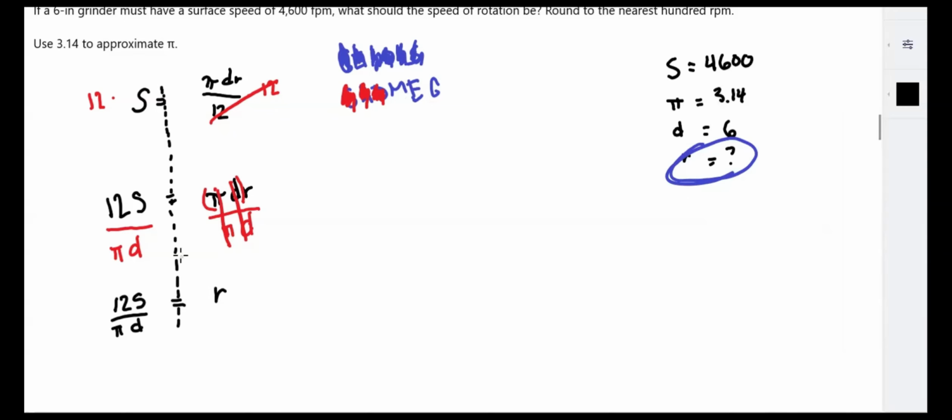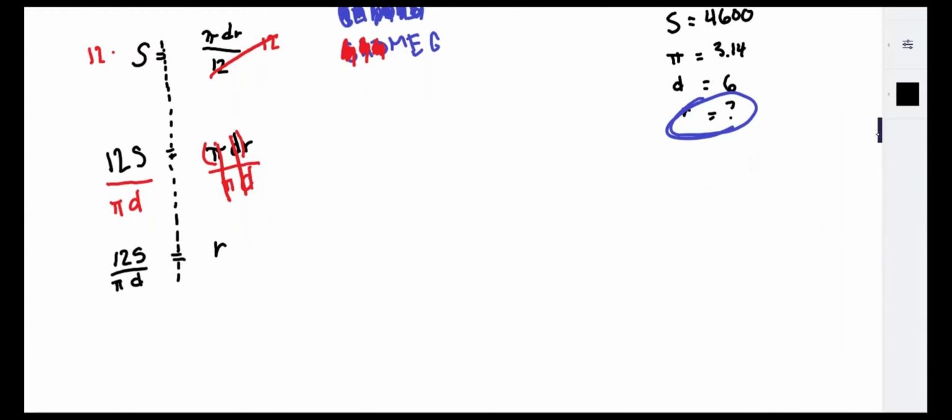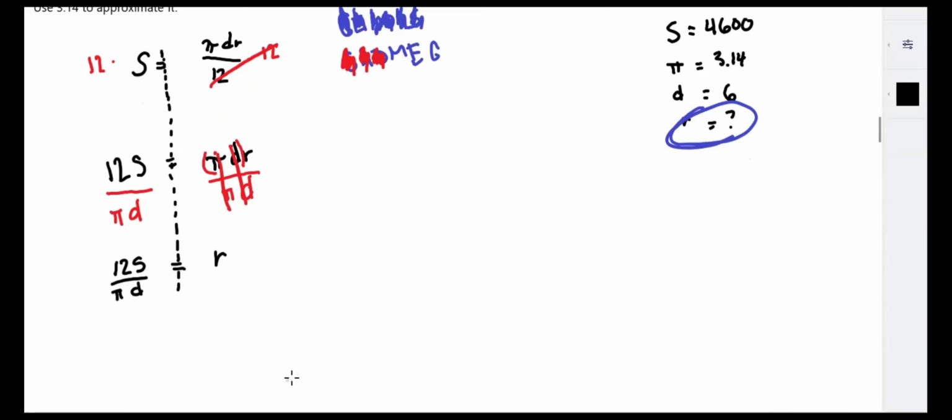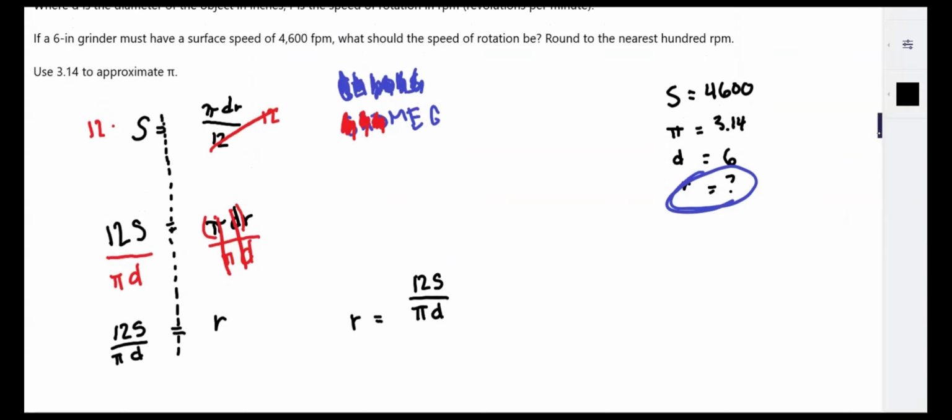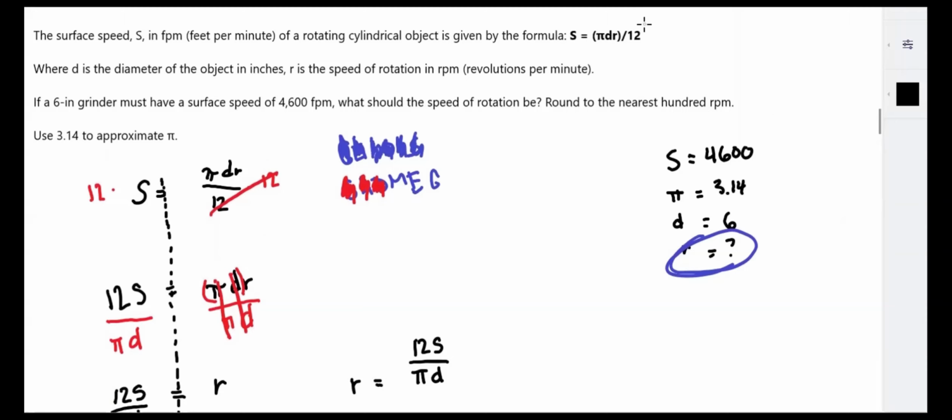R is by itself, so now I have a new equation. I'll write it right here. And I'm going to reverse it. I know that the R is on the right-hand side here, but lots of times in equations we like to have the isolated variable on the left. So I'm just going to switch this around and say R equals 12s over pi d. So this is pretty much the same equation that I had. It's just that I have a different variable isolated.